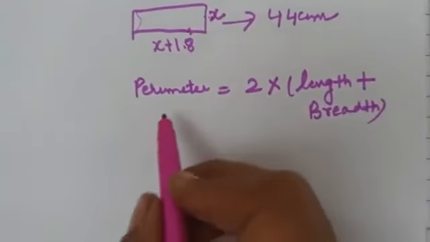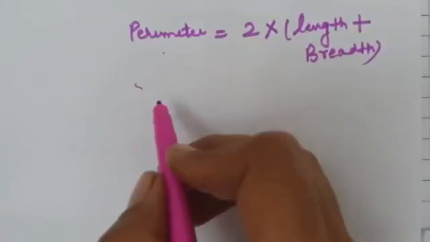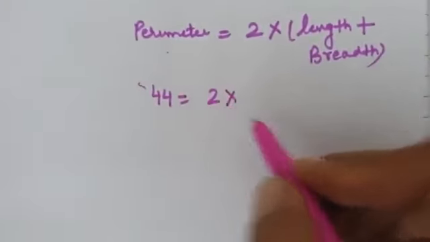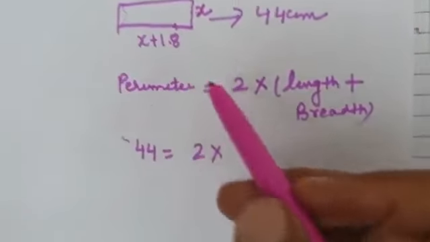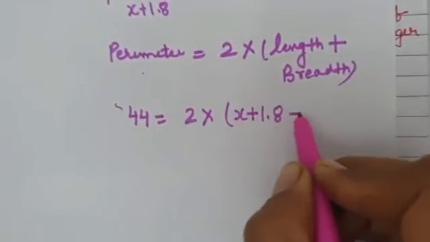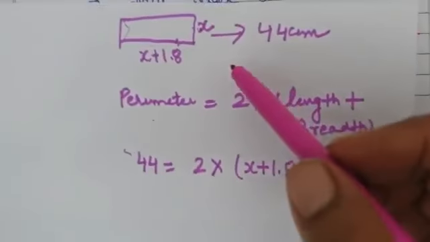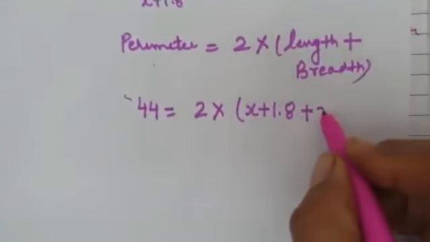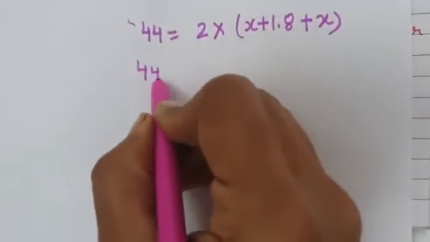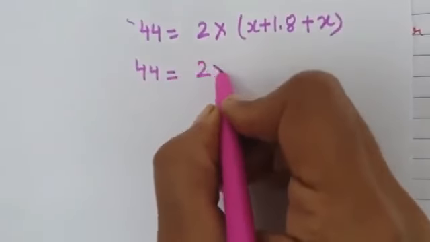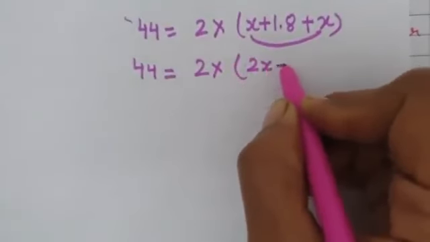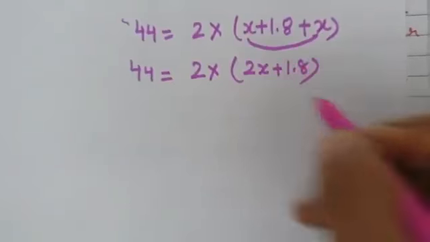Fine. Now what is the perimeter? The perimeter here is 44. What is the length here? x plus 1.8. And what is the breadth here? The breadth is x. So now 44 is equal to 2 multiplied by x plus x, which will be 2x plus 1.8.